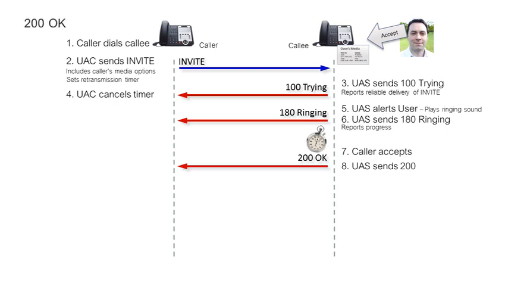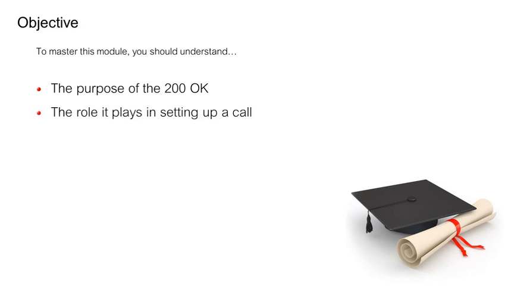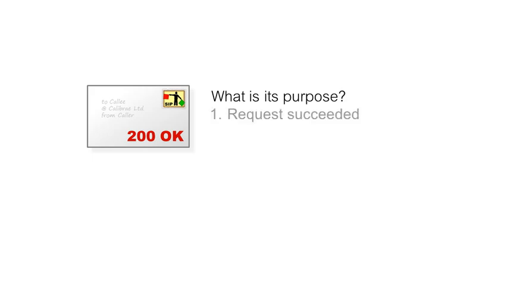In this module, we'll focus in on the 200 OK. In fact, by the time we're done, you should understand the purpose of the 200 OK and perhaps more importantly, understand the key role it plays in setting up a call. So, the purpose of the 200 OK. It actually does three things. We already saw just now how it reports that the request has been successful, that the called party has accepted the invitation, but there's more to it than that.